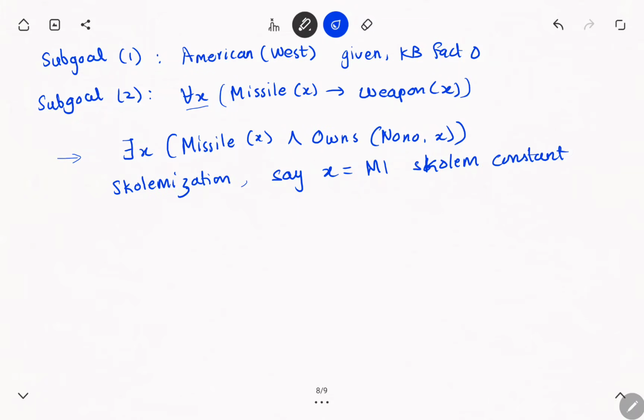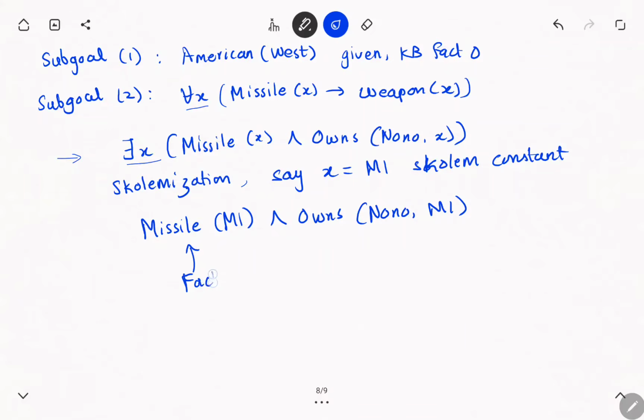Basically, if we say that this particular rule is true for at least one x, there exists at least one x, let that x be M1. So I can substitute x equal to M1. This will eliminate the there exists x part, and so I will have Missile(M1) and Owns(No, M1). So these are now as good as facts for me. Here Missile(M1) is my fact 0 which I have derived during my proof procedure. So this is fact 0, this is fact 1.